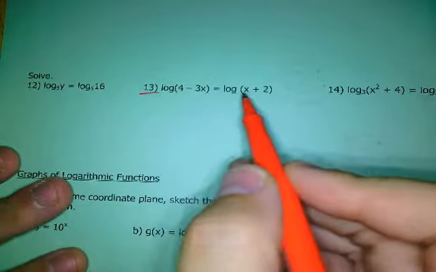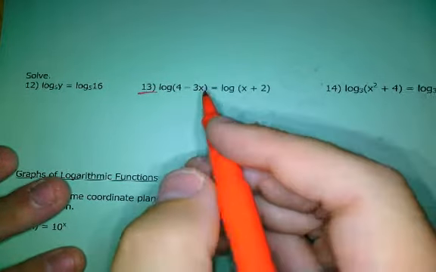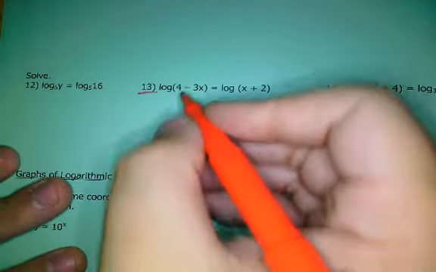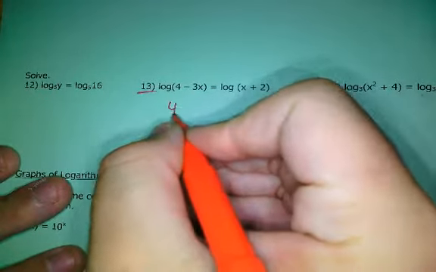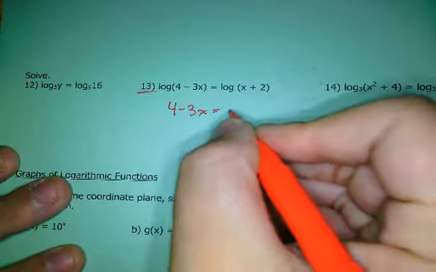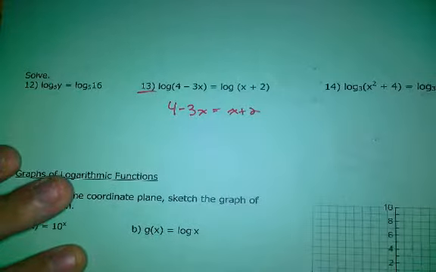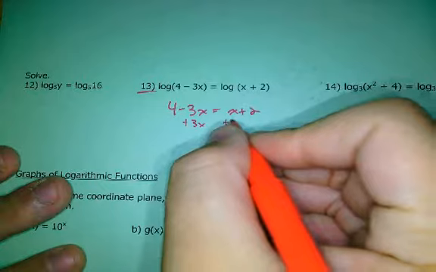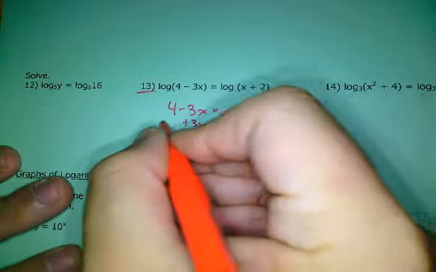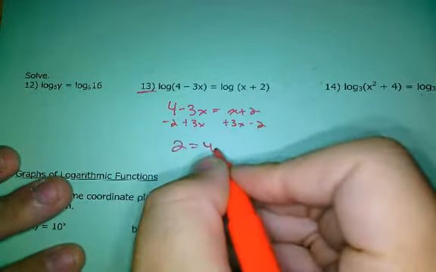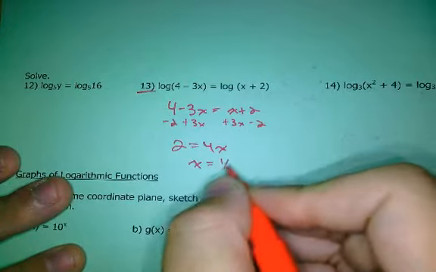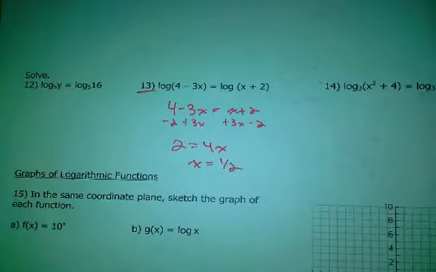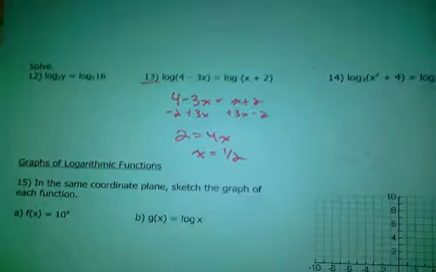These have the same log values, so you can just cancel them out, correct? So what does this actually equal then? 4 minus 3x equals x plus 2. Capiche? Alright, add 3x to each side and take away 2 from each side. I'm going to get 2 equals 4x. x equals? Is this too fast for you?